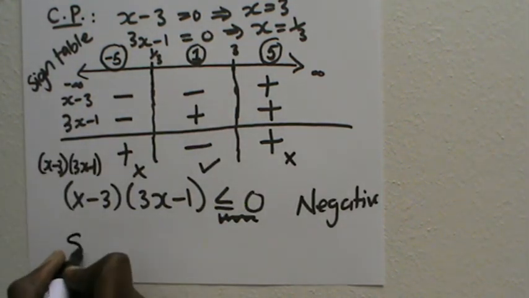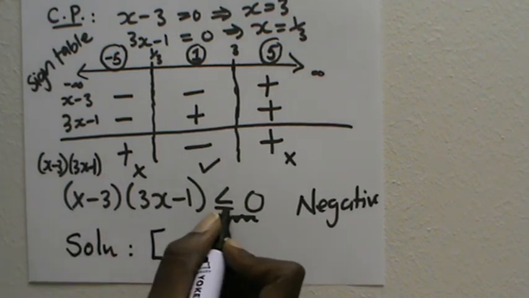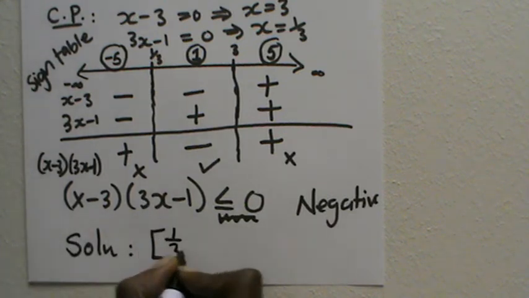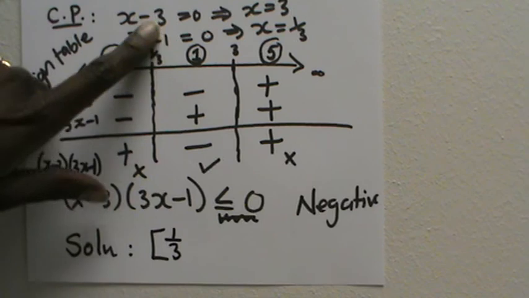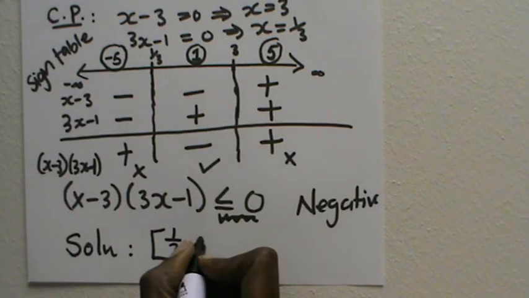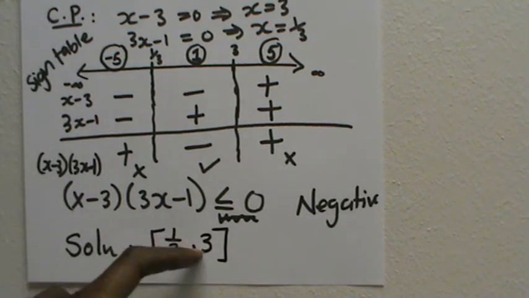So I will write it like this. My solution, I use square brackets because there's a line under the less than sign. It can be equal to 0. So I put 1 over 3, which is the border. The border is included there, comma, and then 3 is included. And that is my answer. So I was told to write this in interval notation, and there we go.